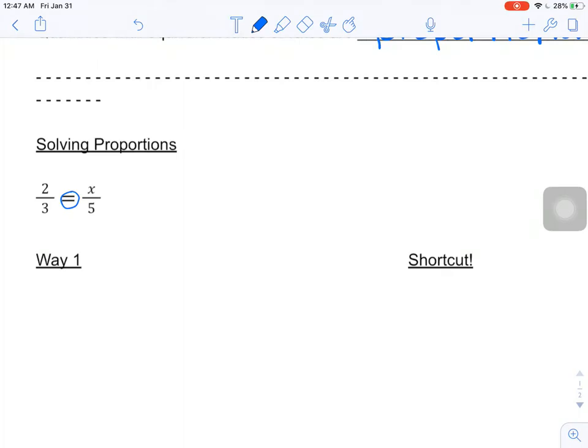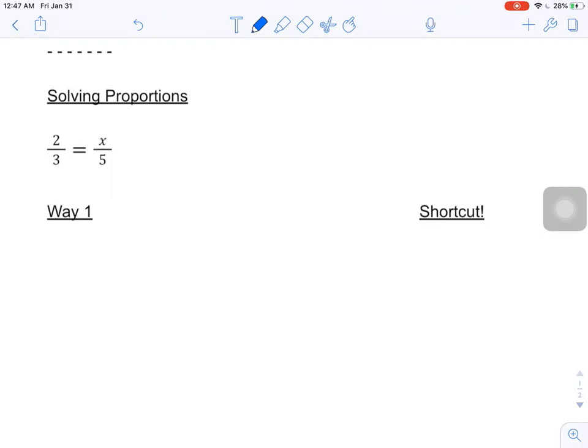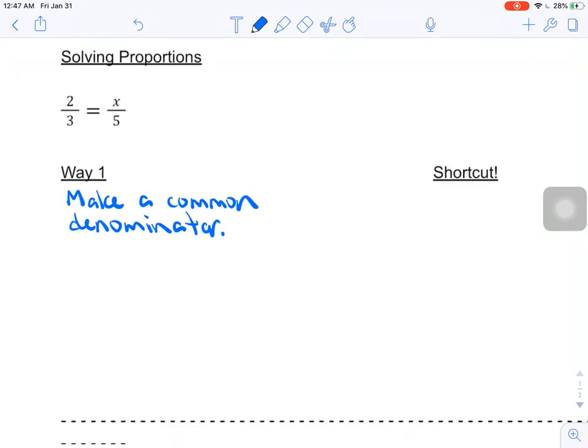The tricky thing is that we can't actually simplify thirds and fifths, which makes it a little bit harder to compare what's going on. So if we're trying to figure out what this missing value is that's supposed to match the two, another way that we could do that would be with a common denominator. So that's our way one, or one way to solve proportions, is to make a common denominator. So if I have thirds and fifths, I can make a common denominator of 15ths.